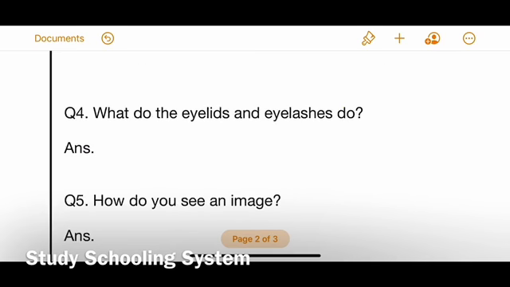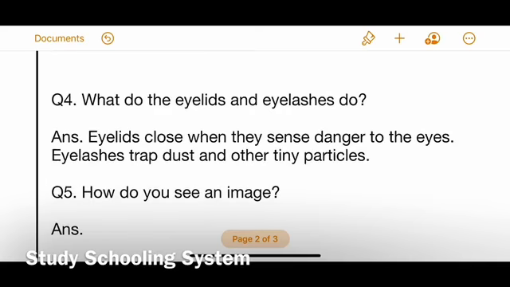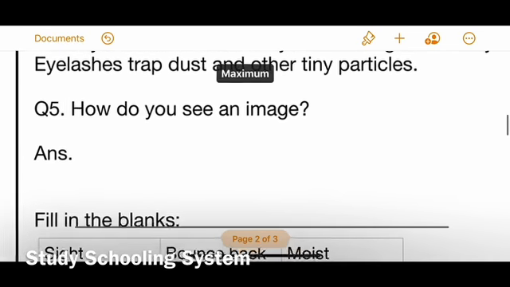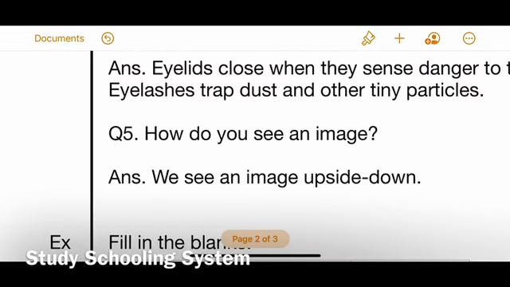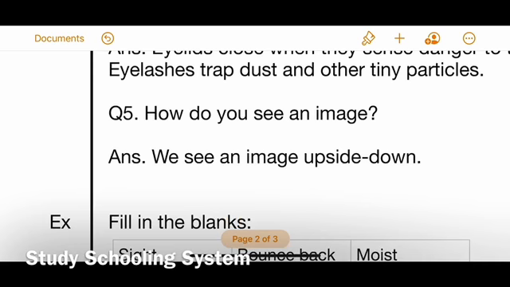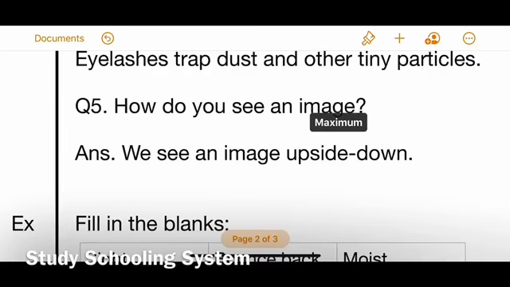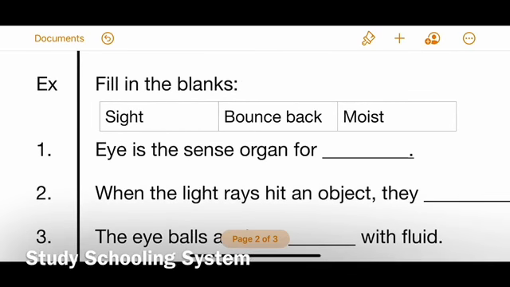Now question 4. What do the eyelids and eyelashes do? This is again similar to question 1 but also very different, so be careful. The answer is eyelids close when they sense danger to the eyes. Eyelashes trap dust and other tiny particles. This answer is very clear and is present in your book. Now question 5 is, how do you see an image? This question is very clear. You just have to say that we see an image upside down. Because until your brain doesn't fix the image and make you see it the right way, we are still seeing it upside down. Now the next exercise is fill in the blanks.